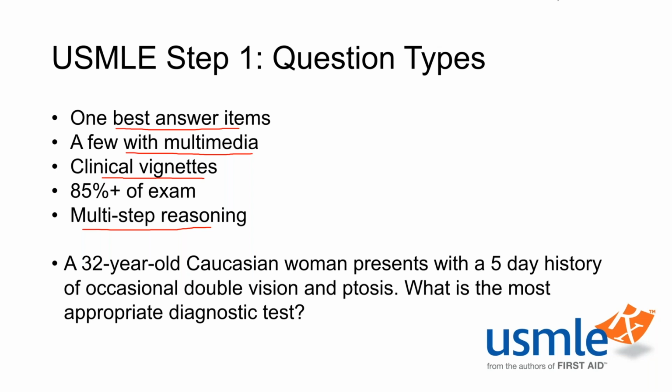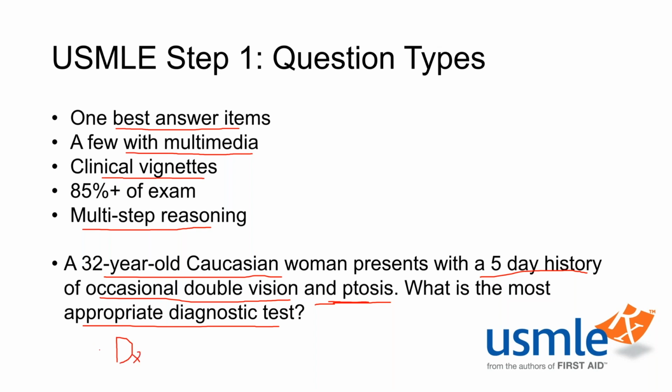So for example, here you see a clinical vignette where you've got a young Caucasian woman who presents with a 5-day history of occasional double vision. That's bilateral and symmetric, and there's symmetric ptosis. And then it asks you, what is the most appropriate diagnostic test? So you recognize almost immediately that this has got to be more than a one-step question, right? Because it's not even asking you for the diagnosis. You've got a presentation, you're already jumping ahead to what the diagnosis is. So you've already figured that out, right?